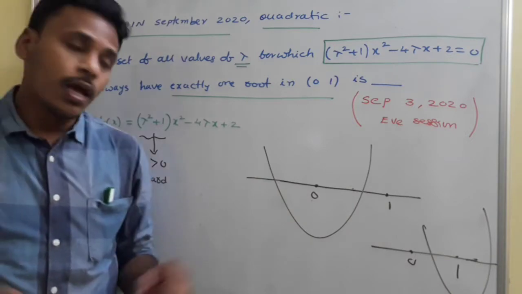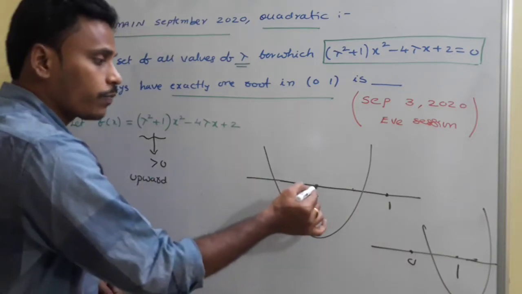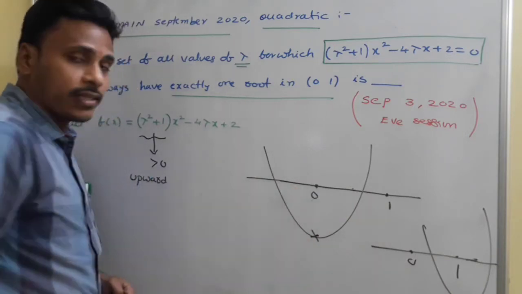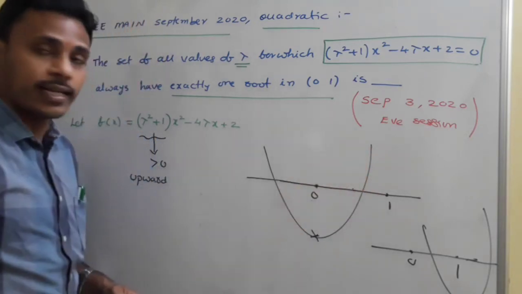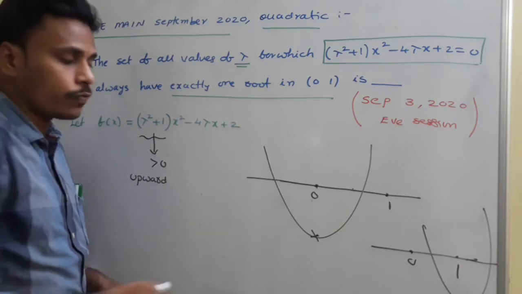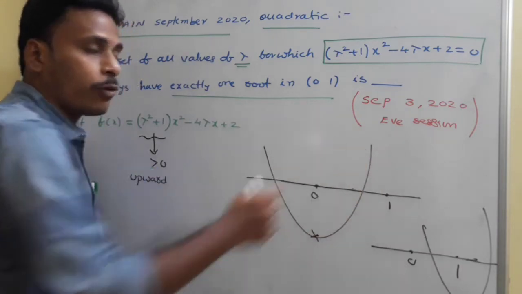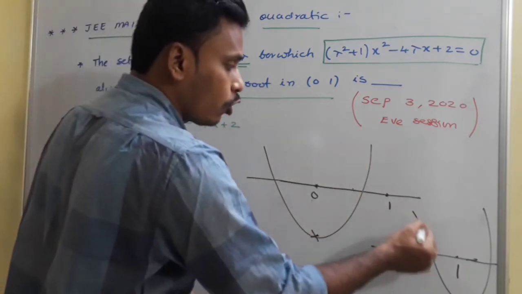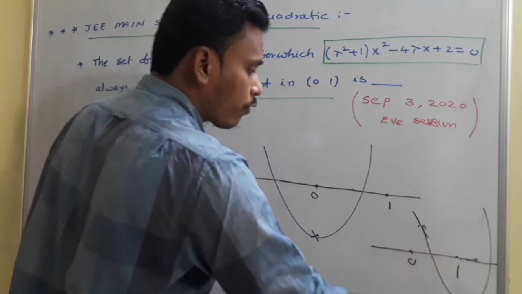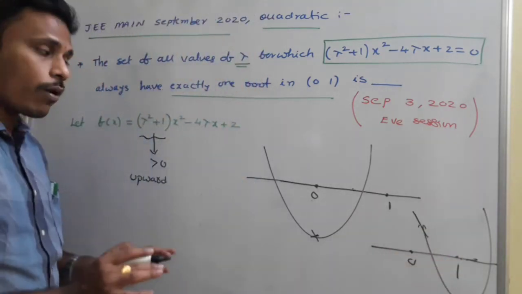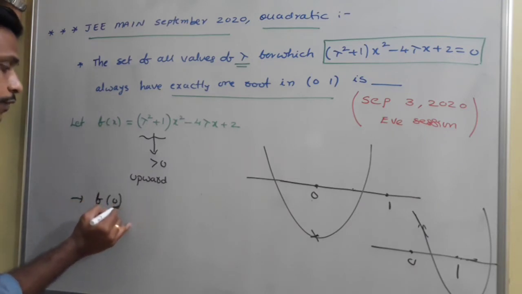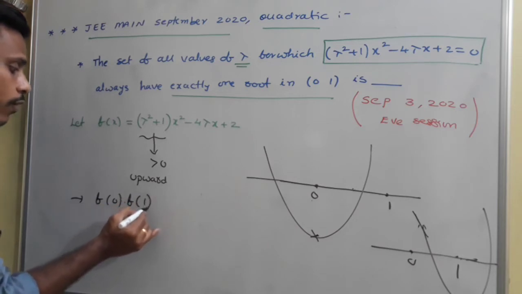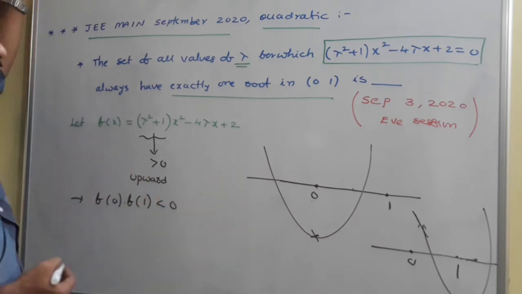We have two options. But in both the options, at 0 the graph is below the x-axis. That means f of 0 is negative. At 1 the graph is above the x-axis, f of 1 is positive. F of 0 negative, f of 1 positive. And here, f of 0 is above the x-axis, positive, f of 1 below the x-axis, negative. So from both the possibilities, the condition we have is f of 0 into f of 1 is negative. That's one idea.